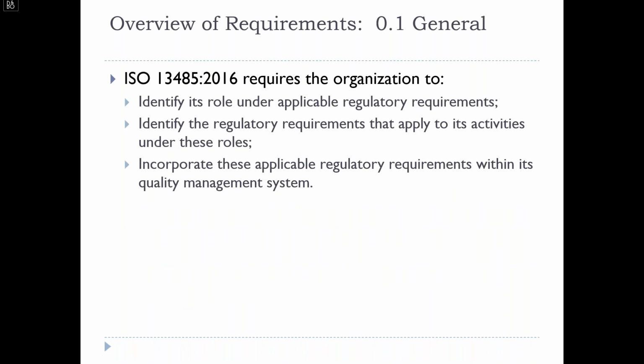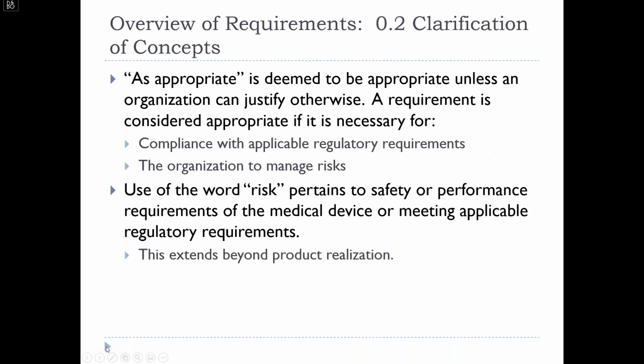A little more on section 0.1. The standard requires the organization to identify its role under applicable regulatory requirements. And there's more detail on this in a later slide. And then once you know your role, you need to identify the regulatory requirements that apply to your activities under these roles. So in the United States, the applicable regulatory requirement is 21 CFR Part 820. In Canada, those requirements are going to be different versus Japan or Australia, for example. And then once you know what regulatory requirements apply, implement and maintain those within your quality management system.